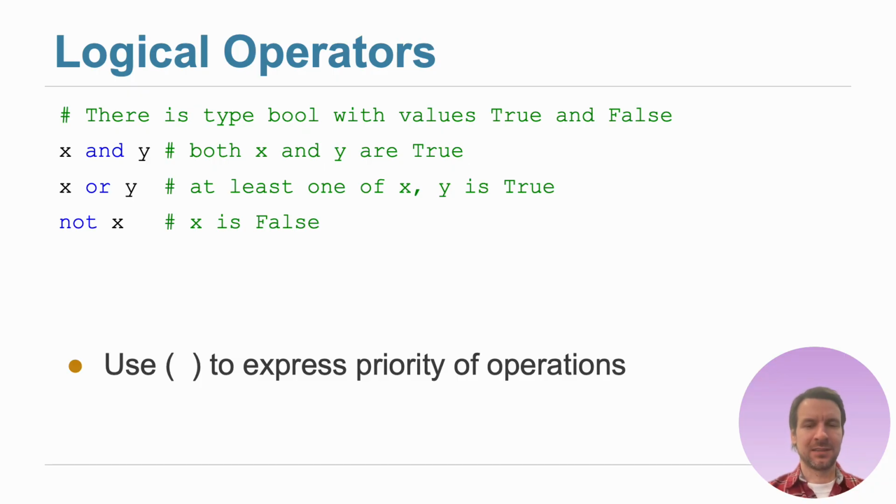So there is an and, which is true if and only if both x and y are true, or an or, which is true if at least one of x and y is true. And then there is not x, which is a negation of x. Not x is true if x is false.